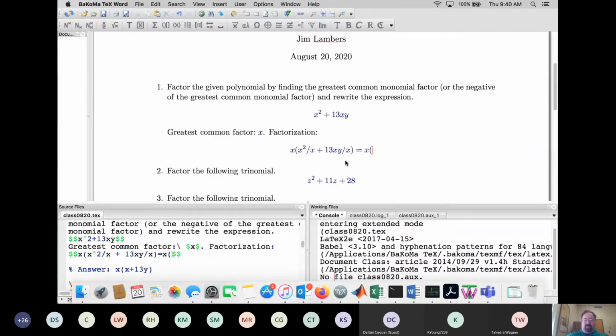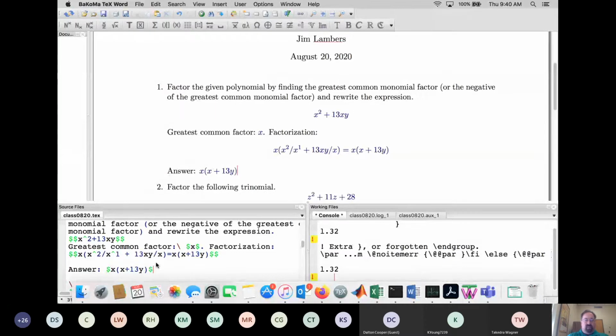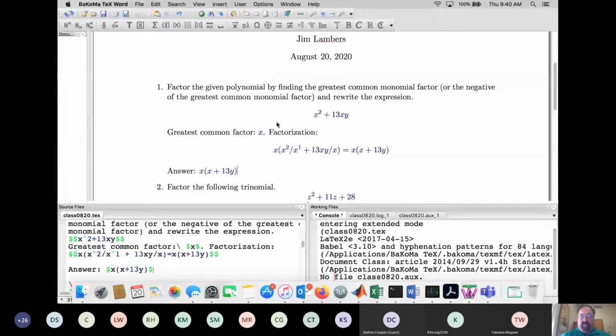So we still have the x out front. So then x squared over x. That's the same as x squared over x to the first power. You subtract the exponent, so what's left is just x. And then here, the x's will cancel. So you're left with 13y. So that is the final answer in this case.